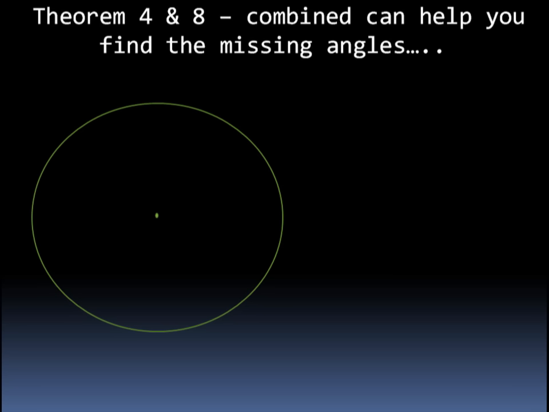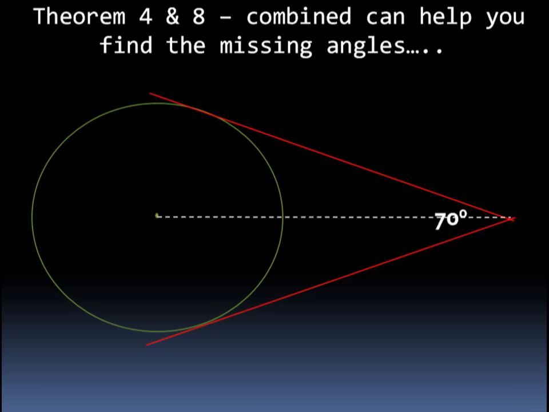Okay, so now we're going to combine theorem 4 and 8 to help us find the missing angles quickly. That's theorem 8. There's going to be 35 here and 35 down here for sure to give us 70. Now, theorem 4 is where the radius meets a tangent. Can you remember at what angle the radius meets the tangent? At 90 degrees. So the radius meets the tangent at 90 degrees.